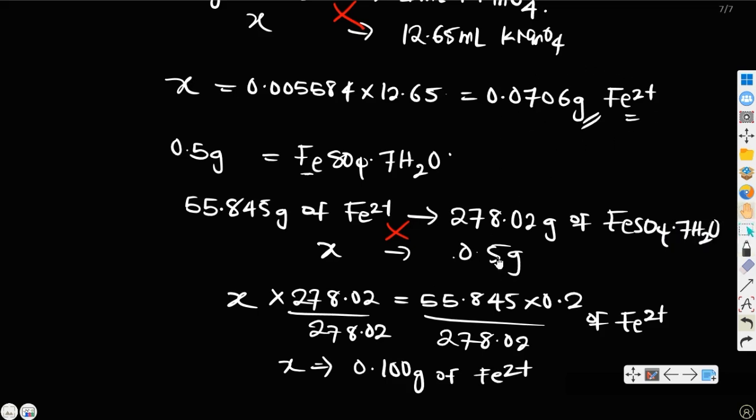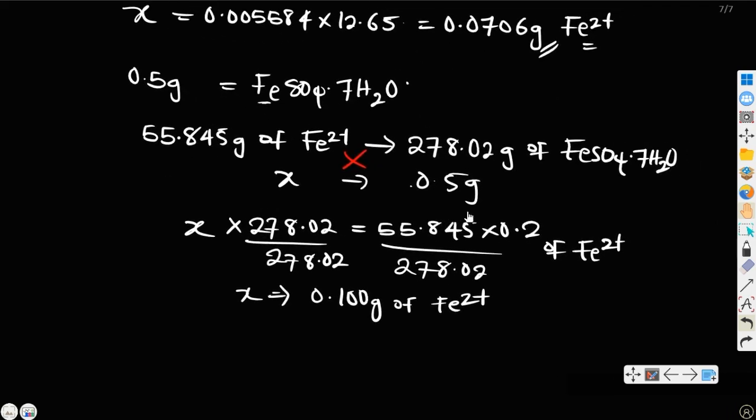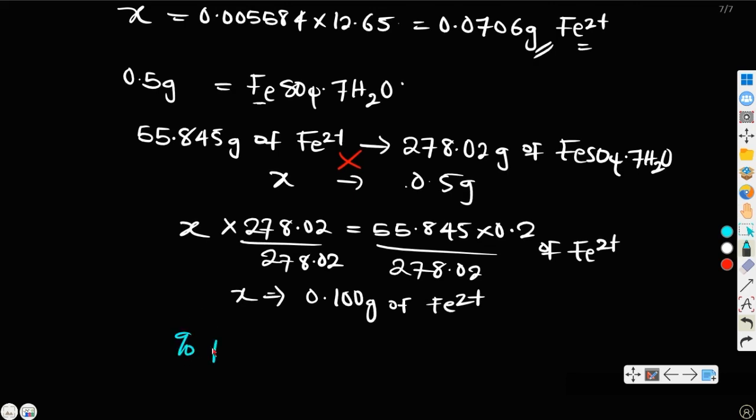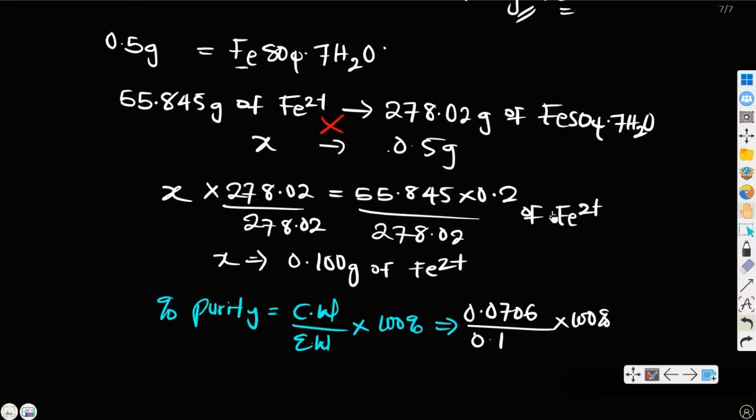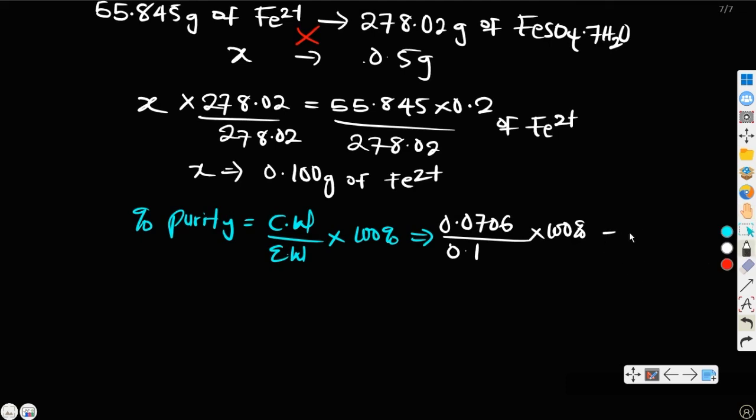So what do you think is the percentage purity for iron 2 plus now? Weight by weight. Percentage purity, according to what we said, is always calculated weight over expected weight times 100%. Calculated weight is the amount we got from the practical, 0.0706, all over the expected weight, 0.1, times 100% weight by weight. What did you get at the end of the day? 70.6%. Are you getting it now? Which is almost equivalent to that of iron sulfate. So that is the percentage purity.